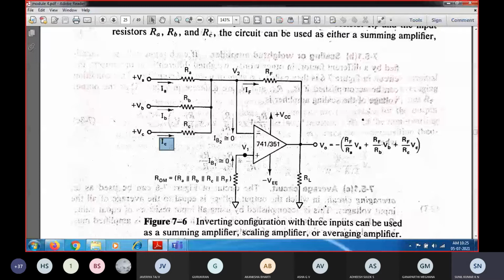So at node V2, it's a node current, right? So how much current is flowing across the node? That will be equal to IA plus IB plus IC, because from this the current will be flowing across them. That will be equal to the resistance plus bias resistance, since the virtual ground concept.